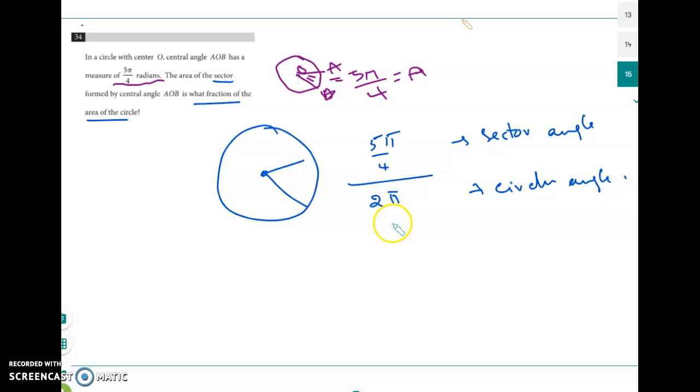So the full, that's the rule: a circle is 2 pi. Yes, any time, the angle in a circle is 360 degrees, which is 2 pi. 360 degrees equals 2 pi. Okay, angle in a circle. Yeah. Okay, so that's the fact. So you need to remember this.